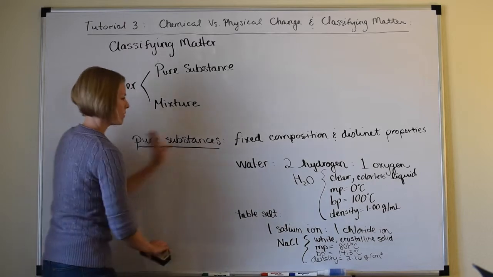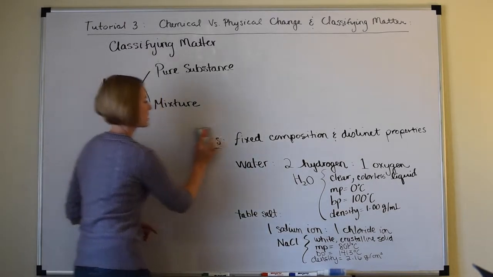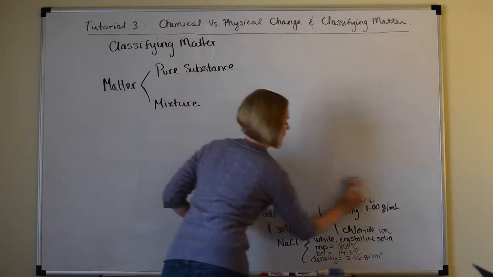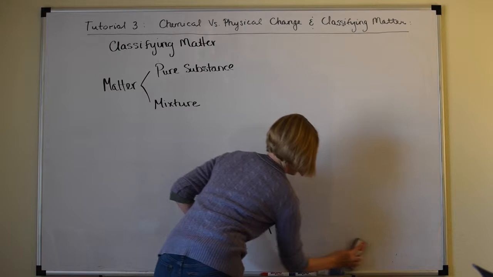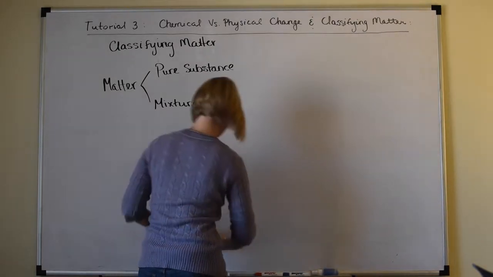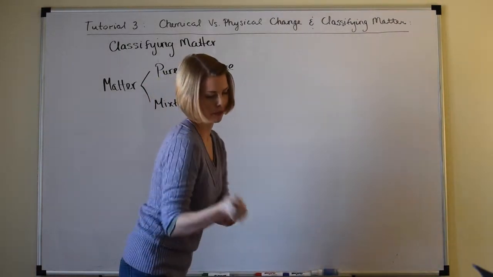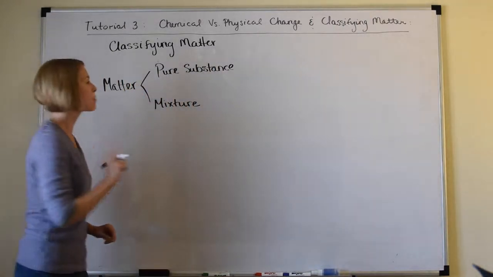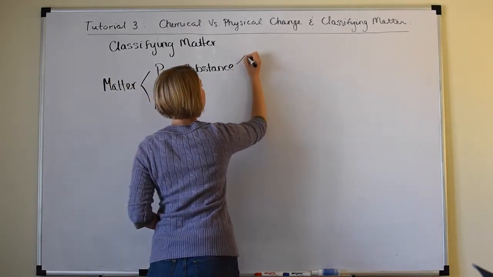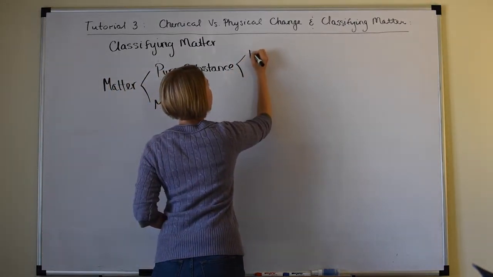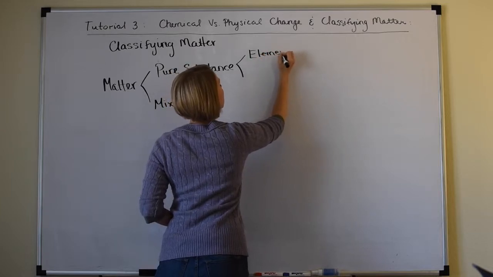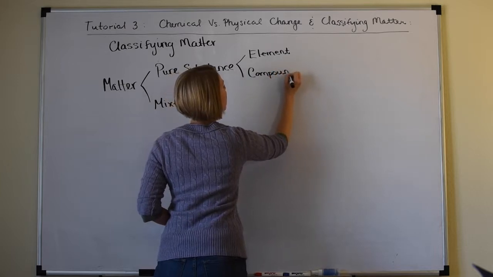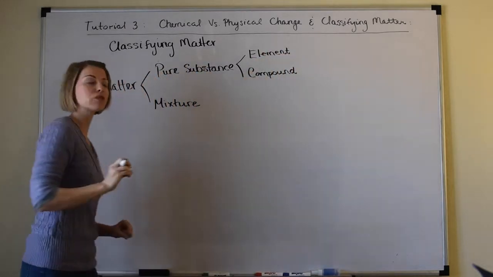So let's erase all of this information down here for pure substances to give ourselves some more room, but I'm going to keep this flow chart going. I'm going to add to it, so I'm not going to erase that. Okay, so a pure substance can be further subcategorized as being either an element or a compound. Okay. Let's talk about elements first.